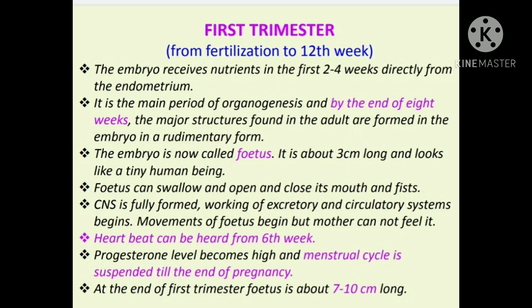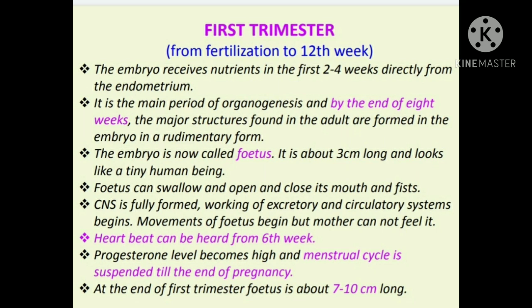In this first trimester, the embryo receives nutrients in the first 2 to 4 weeks directly from the endometrium, meaning from the wall of the uterus. It is the main period of organogenesis and the development of the body organs. In this first trimester only, the development of the body organs takes place.